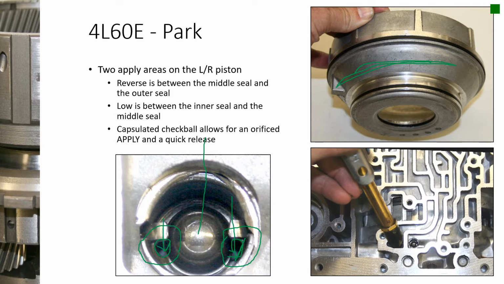But when we take it out of reverse, we don't want this clutch to drag on, so it will allow the check ball to unseat and flow really quickly out. But that also means since we have two passages feeding this low reverse piston, we have the inner passage between the inner seal and the middle seal, and we have the outer passage that feeds between the middle seal and the outer seal. I have two inlet passages for my valve body, for my case. So I need to air check both of those.